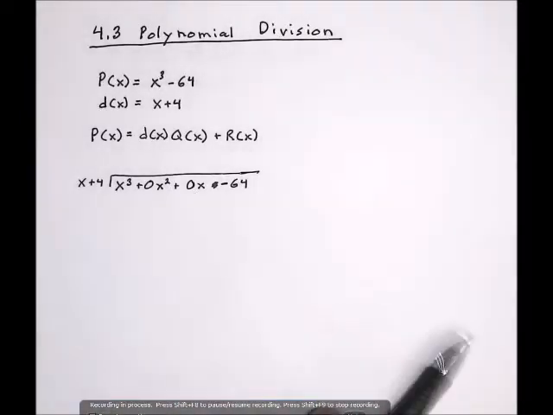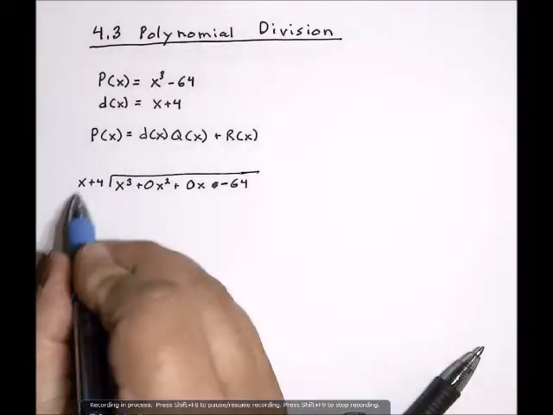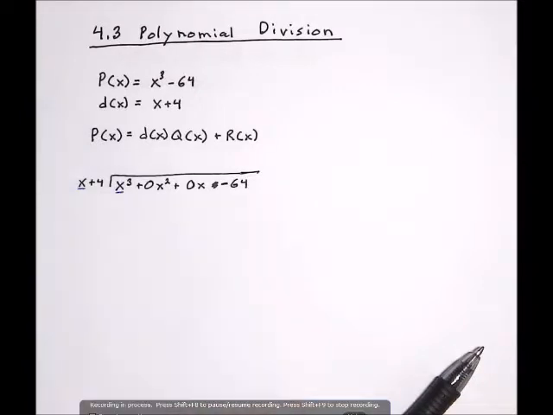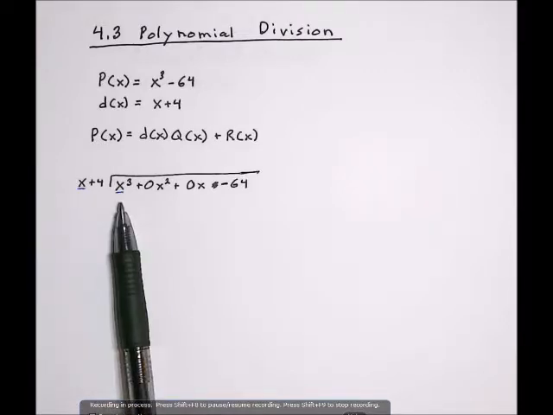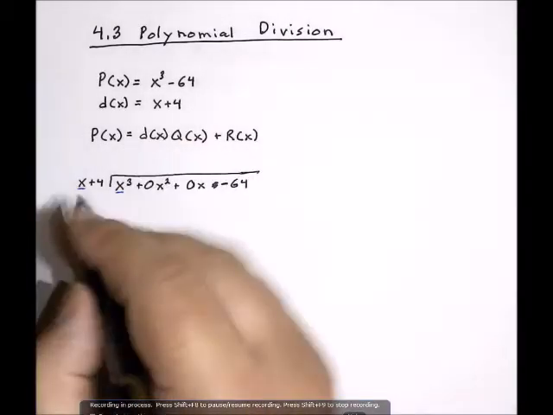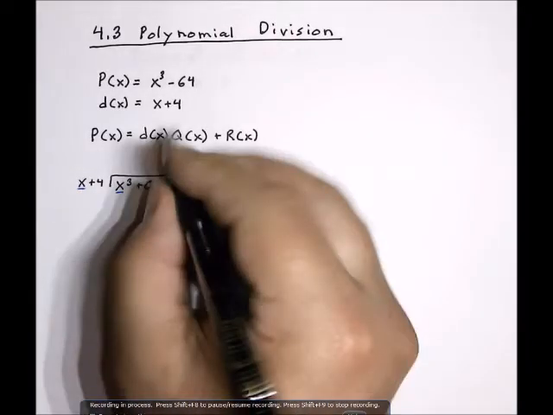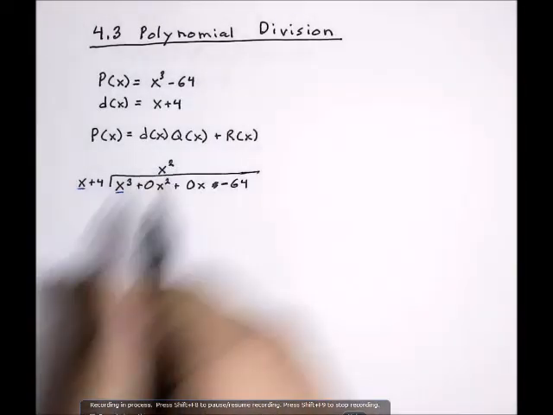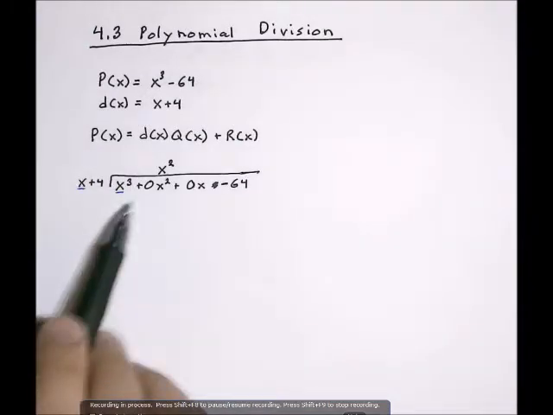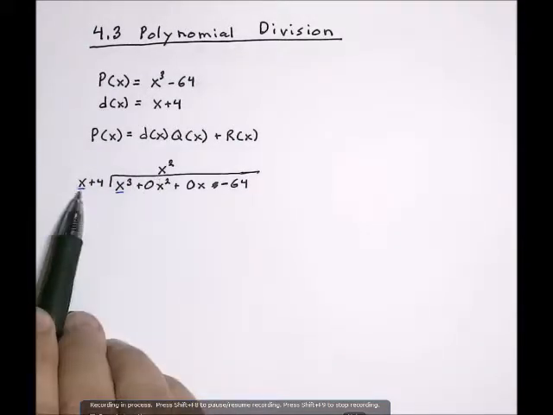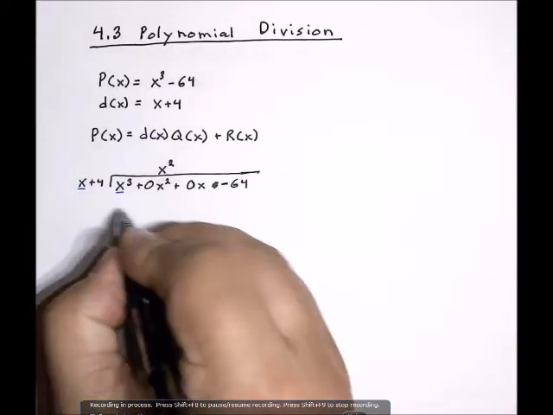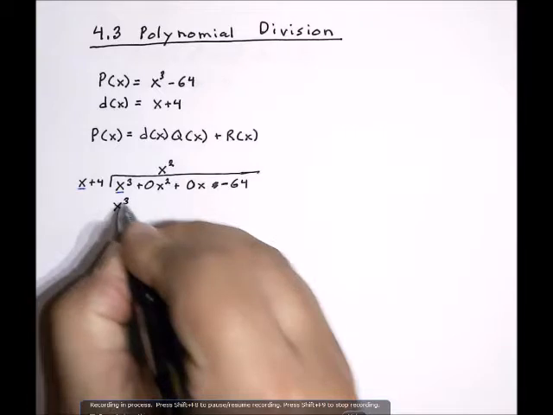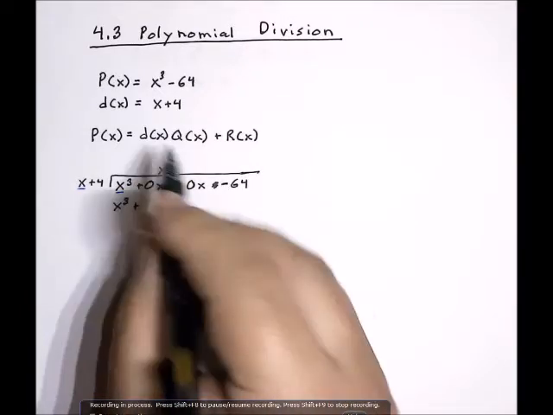And now what I'm going to do is look at these first two spaces. And I'm going to ask myself what I need to do to this to turn it into that. And the answer is I need to multiply this by x squared to turn it into x cubed. Once I have my x squared, I'm going to multiply this entire polynomial through by x squared. So x times x squared is x cubed. 4 times x squared is 4x squared.